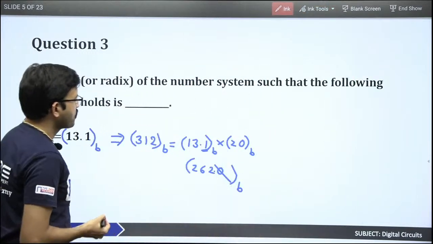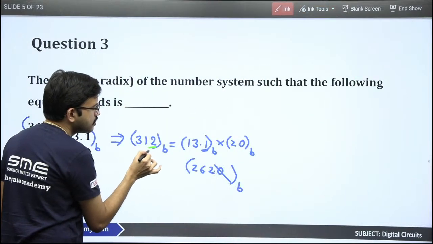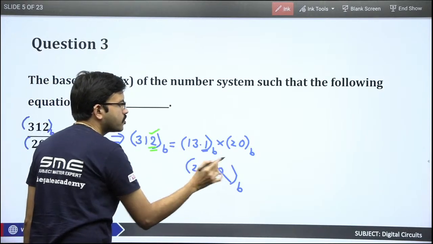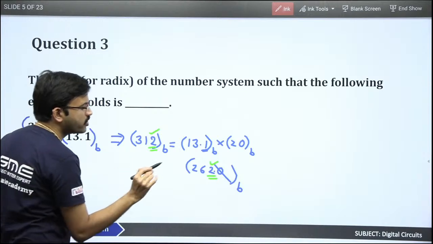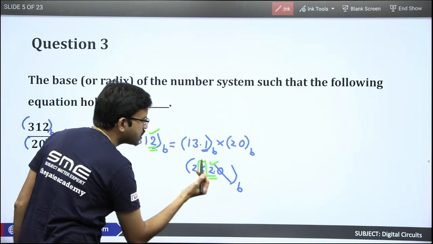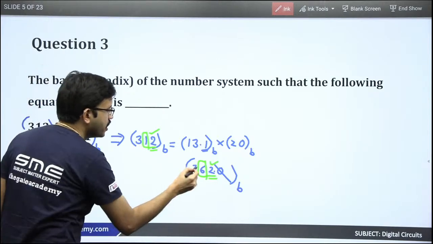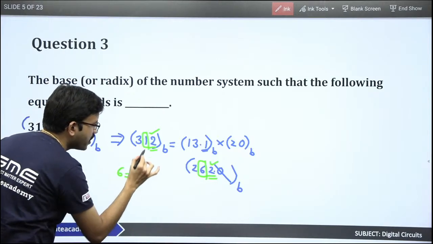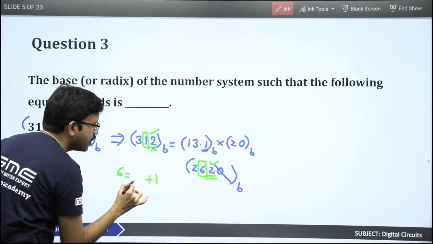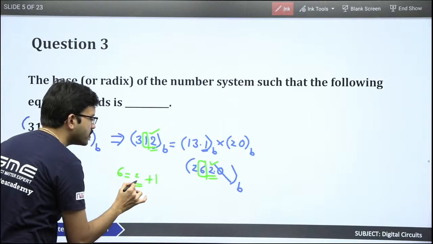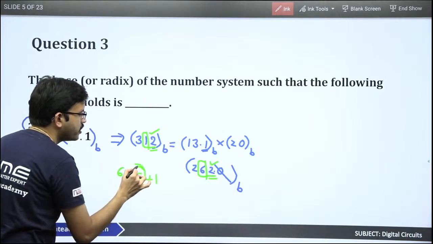Okay, right. Here the digit is 2, here also the digit is 2. Both are same, no need to do any manipulation. Now carefully observe. Here you have 6, here you have 1. Both are not same, right? So this 6 you can write as, here you already have one digit as 1. By adding which number do you get the resultant value as 6? That will be your base. Yes or no? So here 5 is the base.